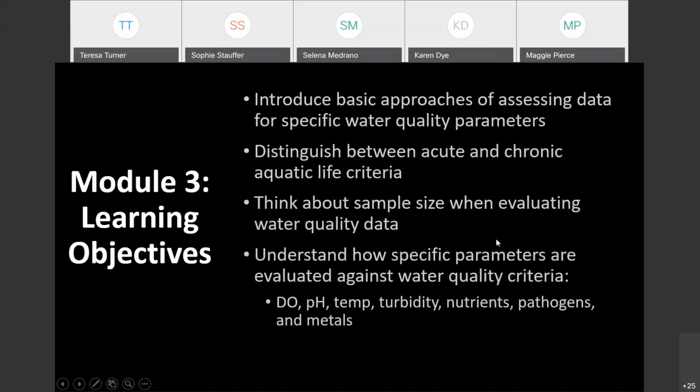Oh, there we go. So the objectives for this module are to introduce some basic approaches of assessing some water quality parameters, making a distinction between acute and chronic aquatic life criteria, thinking a little bit about sample size for evaluation of water quality data, and then we'll talk about assessment of a few different specific parameters like DO or dissolved oxygen, pH, temperature, turbidity, nutrients, pathogens, and metals.